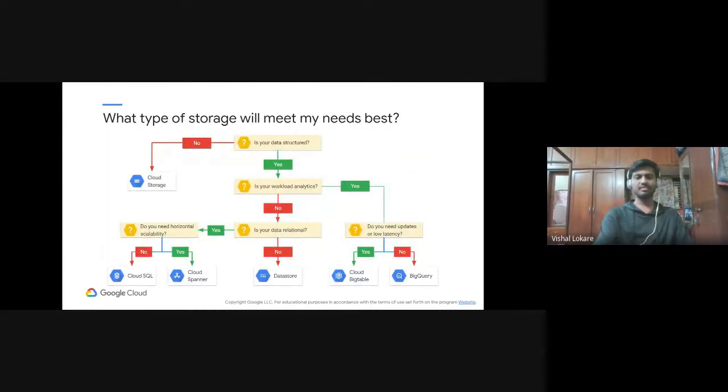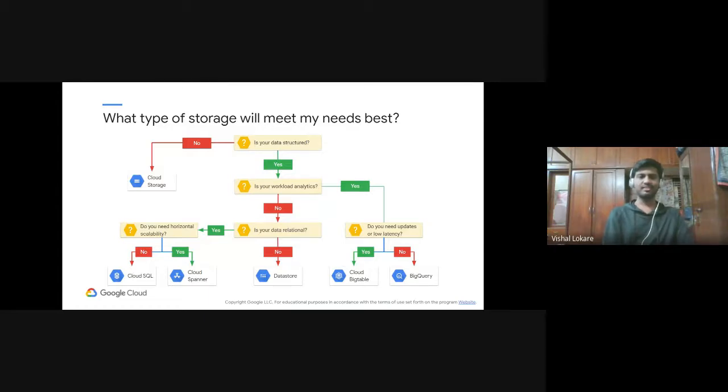So this is a common flowchart. I'll provide the slides after the end so you can have a look again. What type of storage will you need? You can just go through this flowchart and decide. If your data is not structured, you obviously have to go to Cloud Storage. This will fall under all the other types of files like photos and videos and all that.